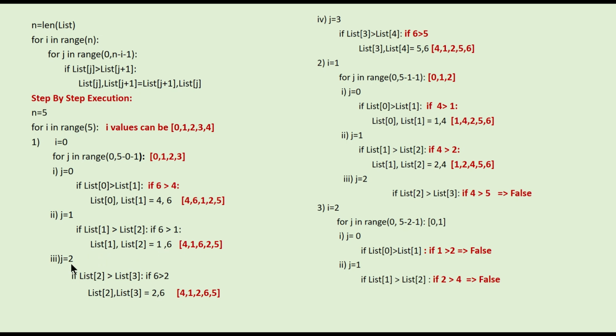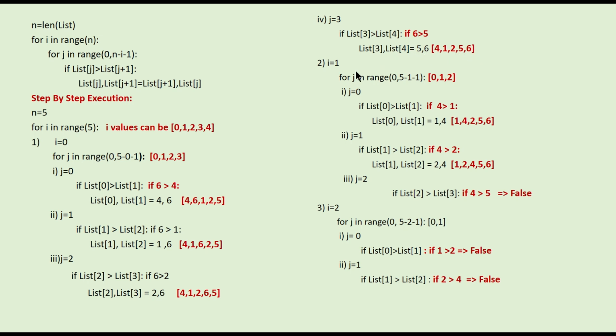Right? So with the value of j 2, list of 2 is greater than list of 3. What are the values? Is 6 greater than 2? Yes, condition satisfied. So again I am doing the swapping. Now the list is 4, 1, 2, 6, 5. So here j value is 3. So if list of 3 is greater than list of 4, 6 is greater than 5, yes, condition satisfied. Again I am doing the swapping. Now the list of value is 4, 1, 2, 5, 6. That is, at the end of first iteration, this is my list of value.